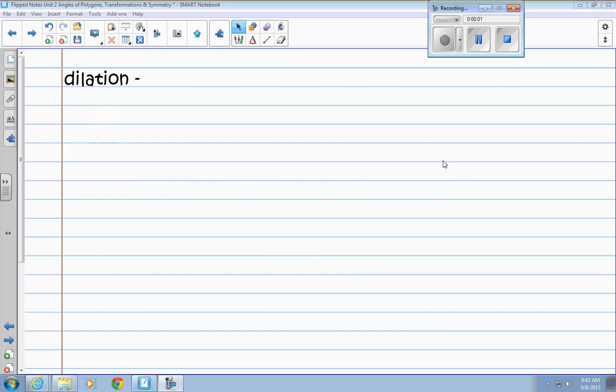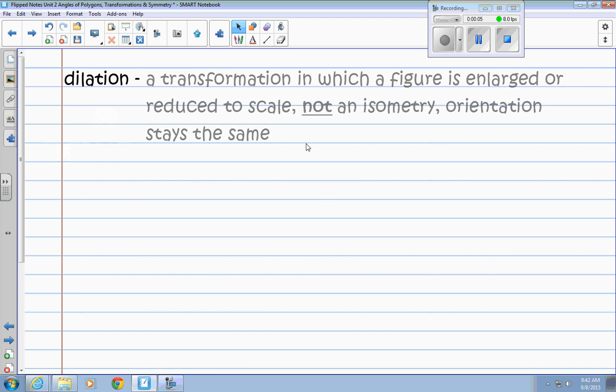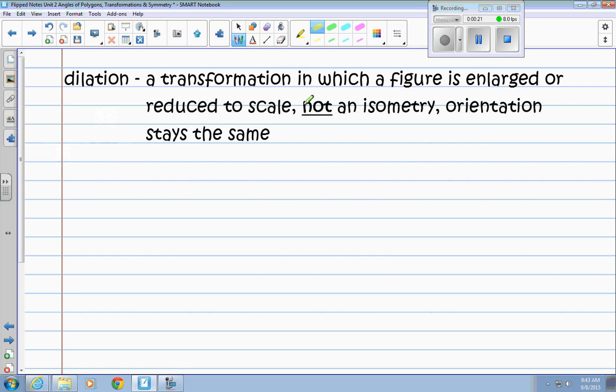Everyone, we're back. We're talking about dilations. A dilation is the last type of transformation we're going to cover in this class. It's a transformation in which a figure is enlarged or reduced to scale. This is not an isometry because if we're changing the size of something, it can no longer be congruent. So that's new. It's the only one so far that has not been an isometry, but the orientation does stay the same.